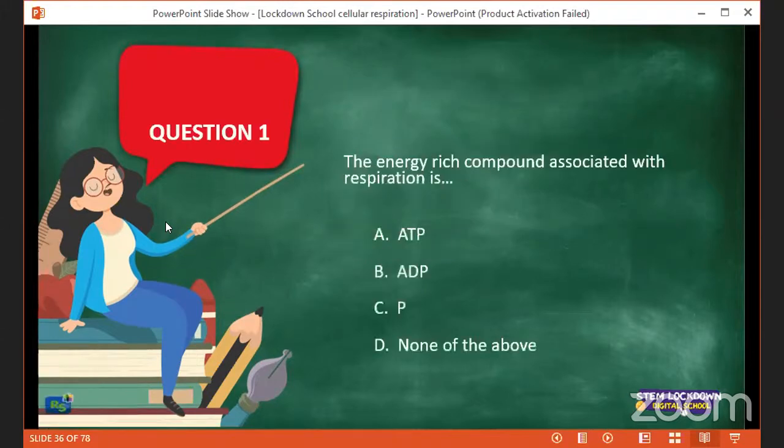Okay, so now let us look at a few questions. Question 1, the energy-rich compound associated with respiration is called A, ATP, B, ADP, C, P, or D, none of the above. Can you please use the group chat to send through your answers? The energy-rich compound associated with respiration is A, ATP, B, ADP, C, P, or D, none of the above.